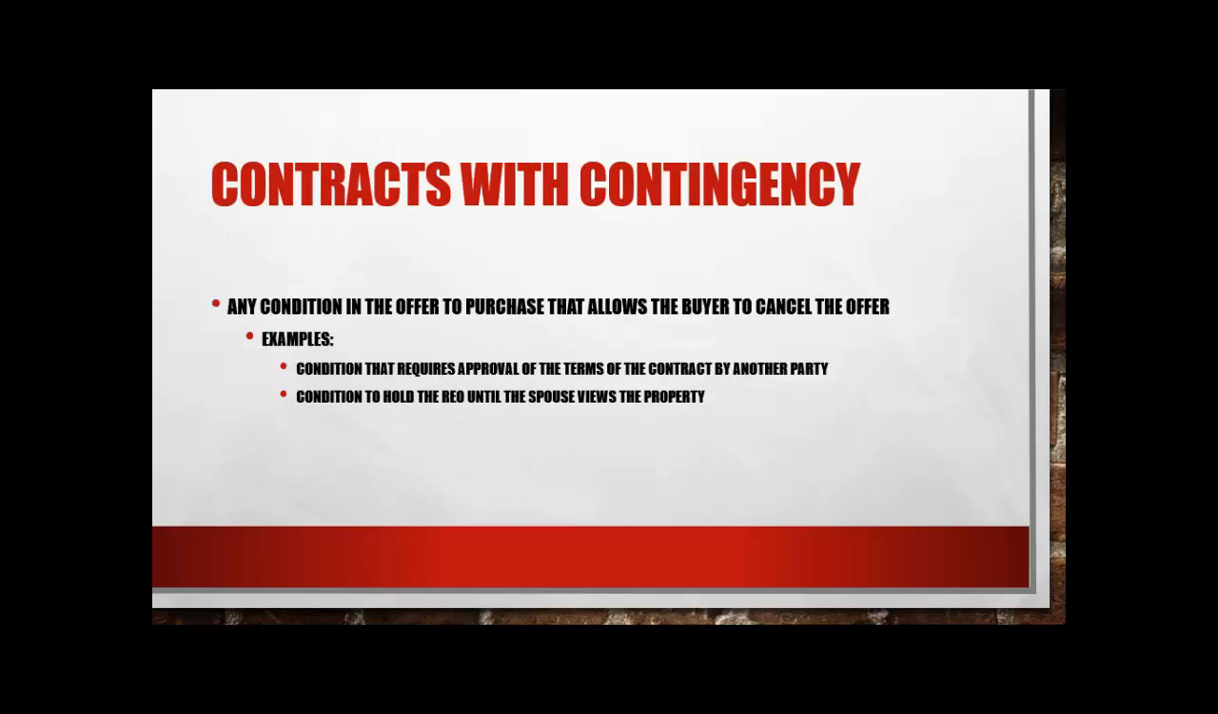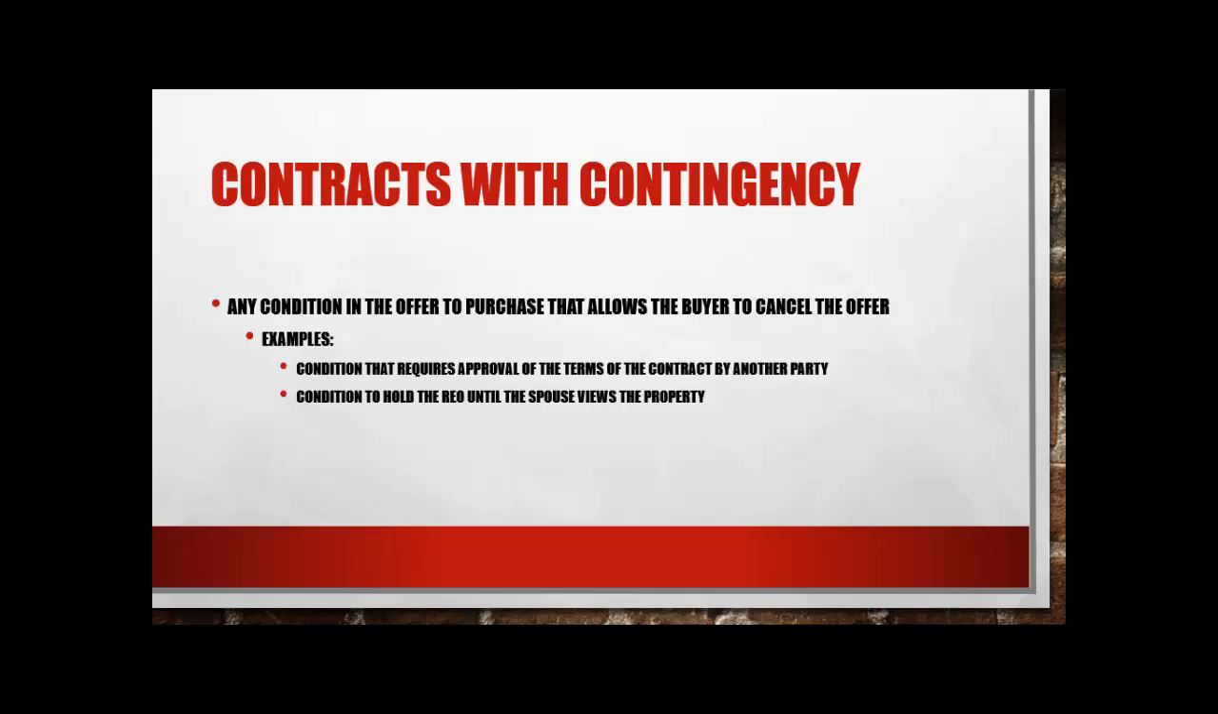Next is contracts with contingency. So any contract or any condition in the offer to purchase that allows the buyer to cancel the offer. Most common examples are a condition that requires approval of the terms of the contract by another party, and a condition to hold on to the REO until the spouse views the property. So basically, these are clauses that allow the offer to be canceled in the event of certain situations.